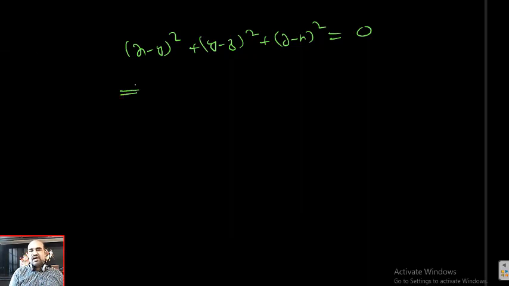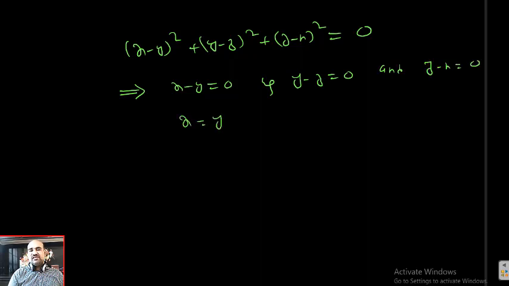So this implies x minus y must be 0, and y minus z must be 0, and z minus x must be 0. What is the meaning of that? x equal to y and y equal to z and z equal to x. Therefore, what can I say? x equal to y equal to z.